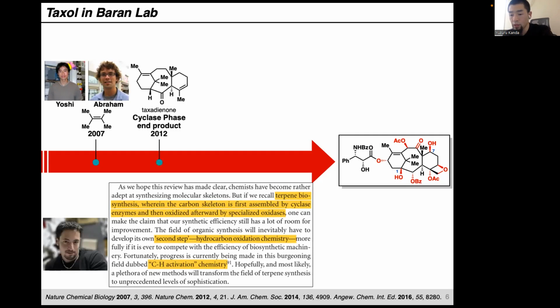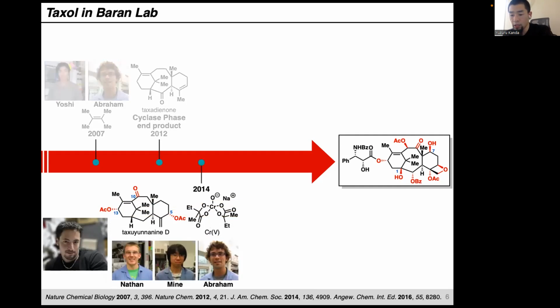In 5 years, they established a practical and scalable cyclase phase. And the project was handed over to Nathan, Min, and Abraham, and they established 3 different site-selective allylic oxidations on a taxane core and achieved the first two-phase synthesis of a taxane natural product. They also discovered the synthetic utility of chromium-5 reagent, which is nowadays widely used for a variety of natural product synthesis.